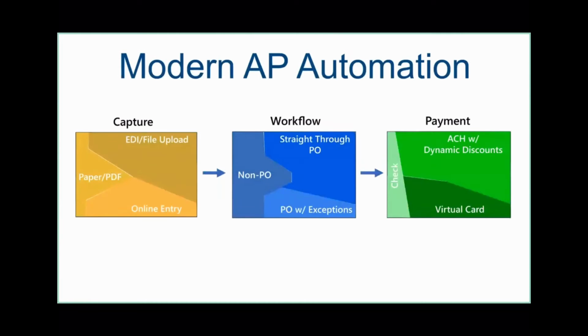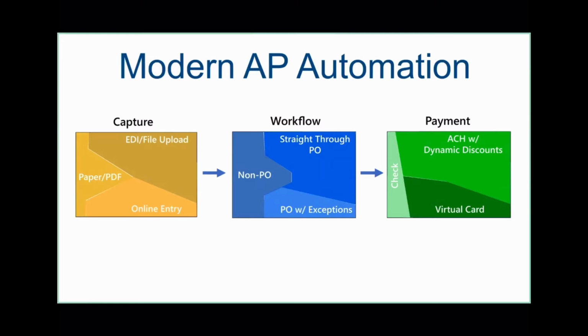Thank you, Scott. As we talk about what a modern AP environment or solution looks like, and as we talk about automation, in our 20 years, we've really identified, if you will, the three main stages of accounts payable processing. The capture of invoices, the workflow or matching of those invoices, and then, of course, the payment on the tail end of that.